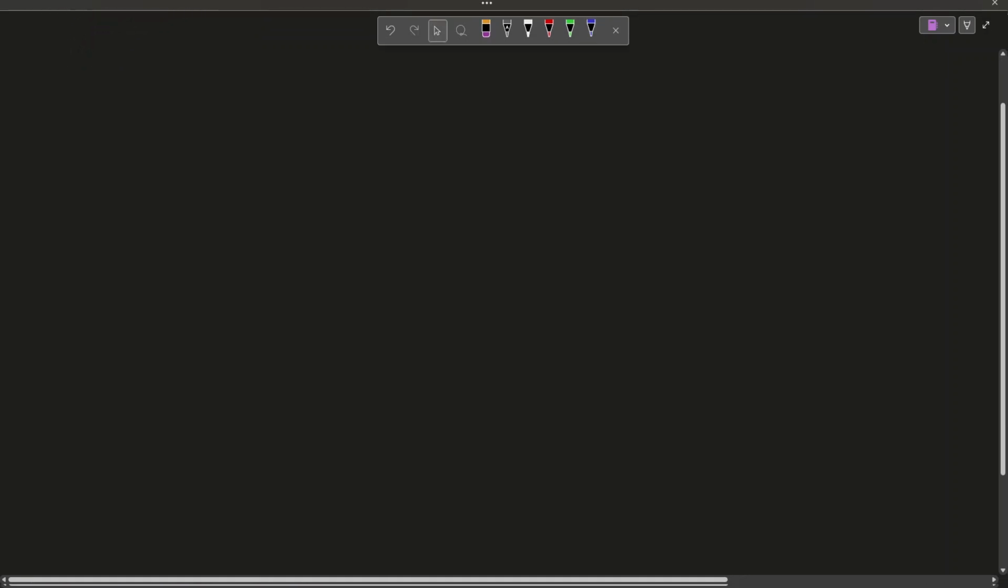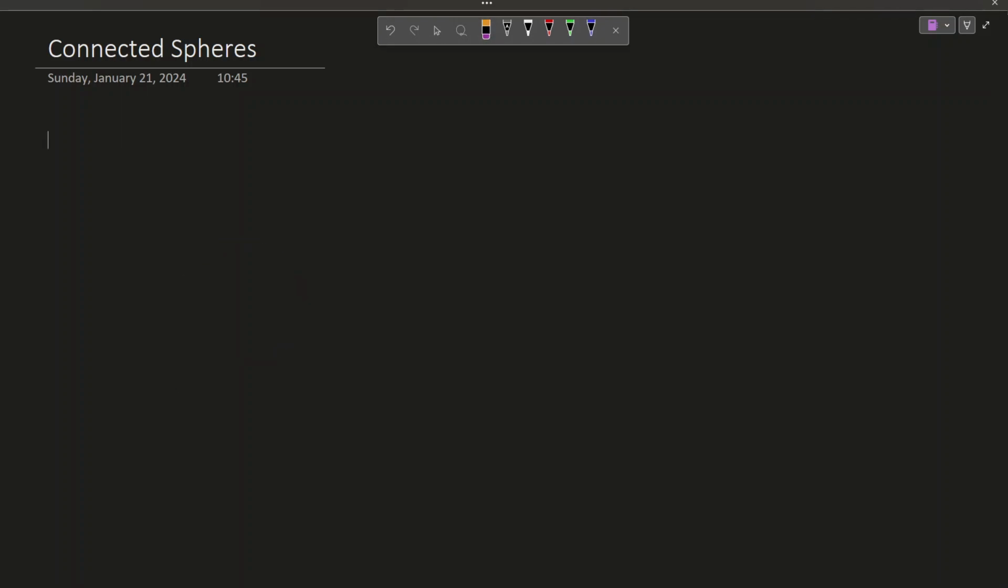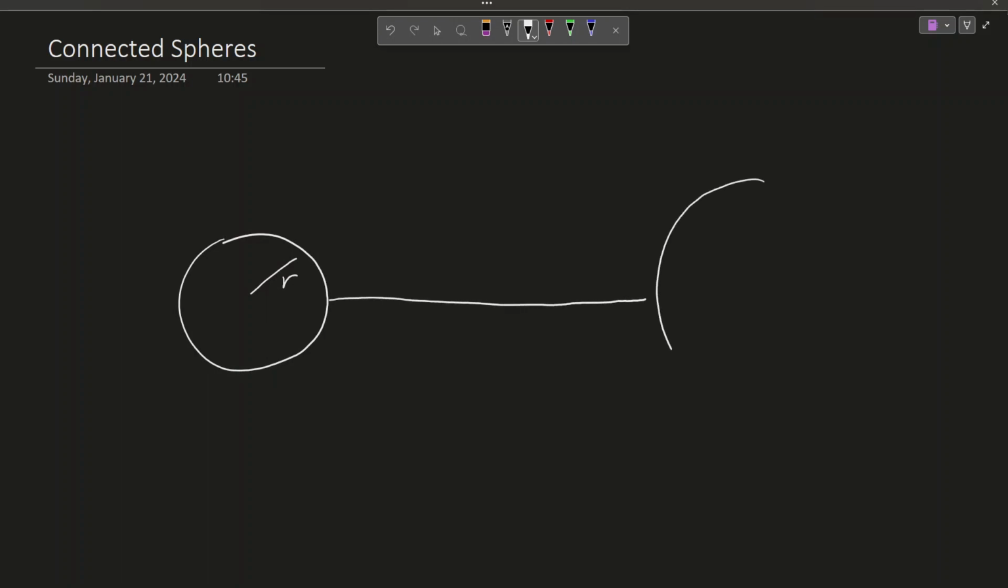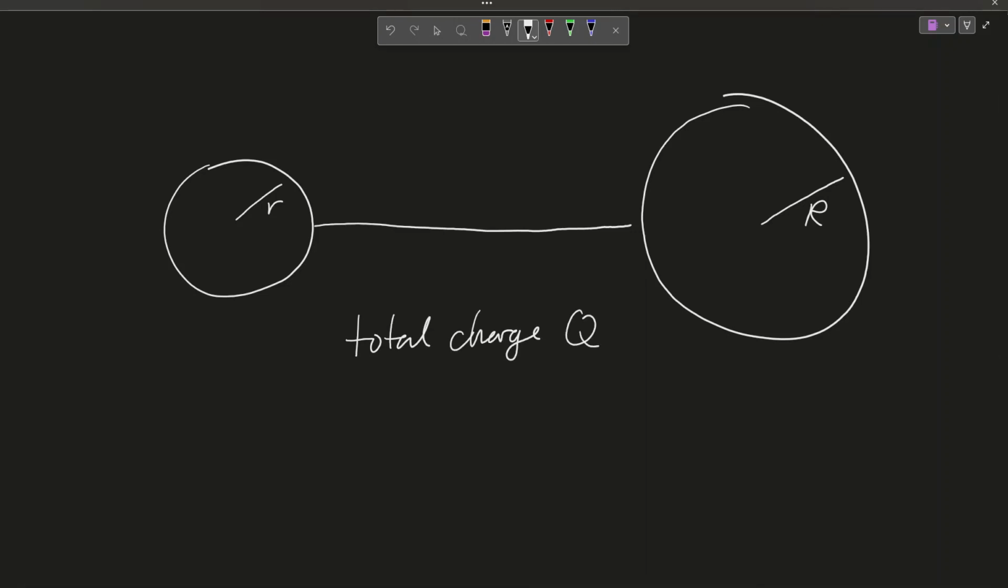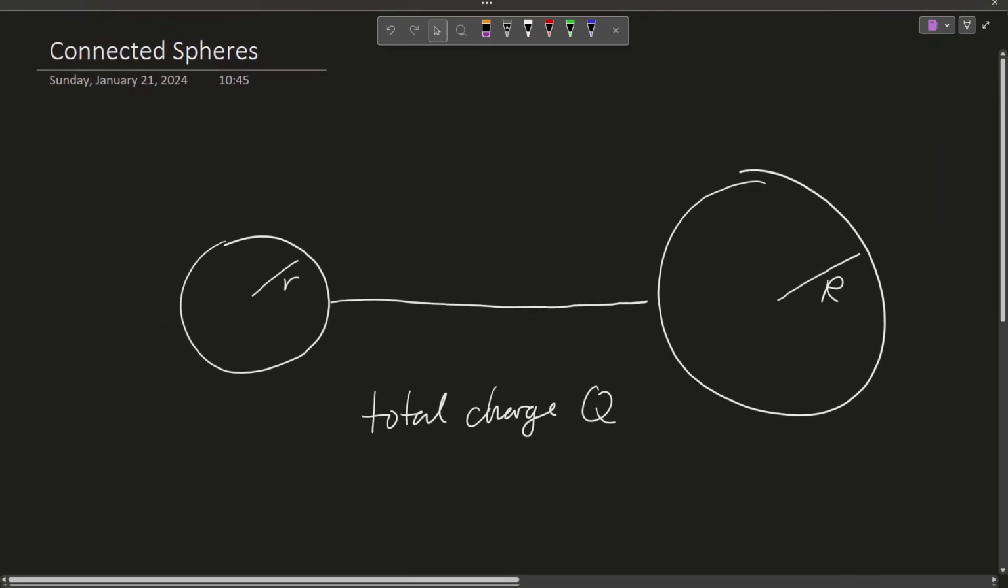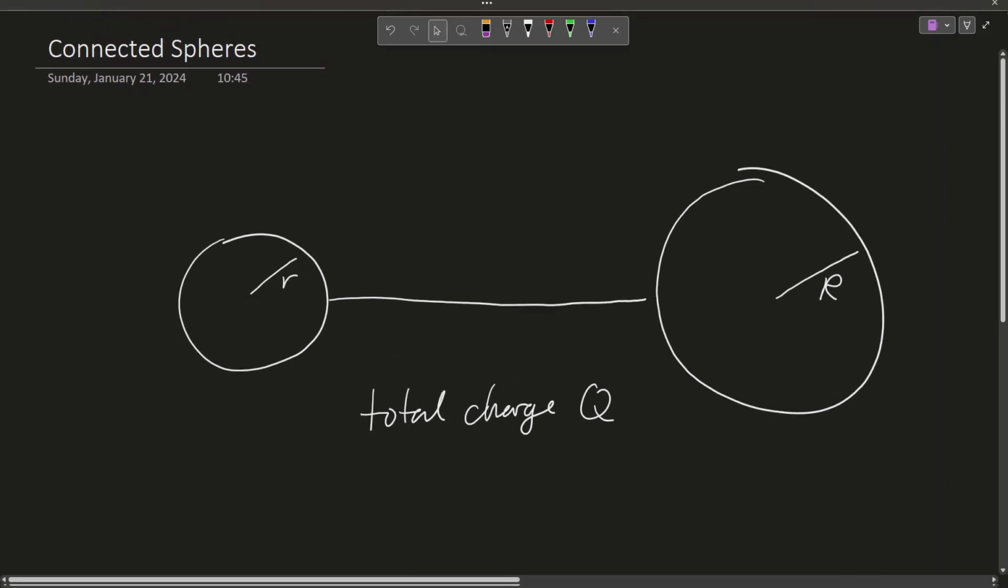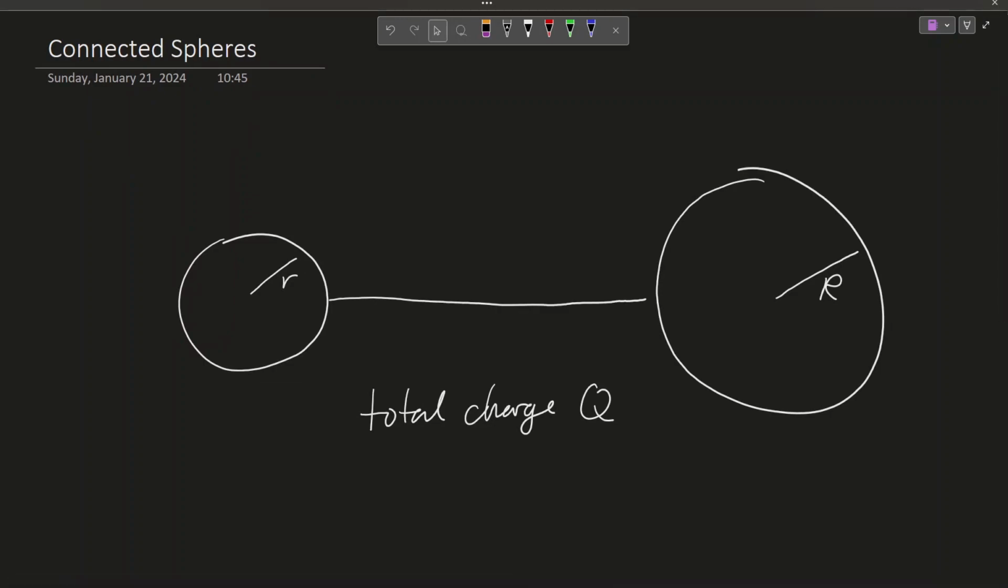Okay, so the case of two connected conducting spheres with a certain charge can be a little bit of a tricky problem, so I'm going to go over that today. So we have one sphere with some radius r connected by a wire to another sphere of some different radius, big R. And between the two of them, they have some total charge, big Q. And the question might ask you to find how much charge is on each sphere, or what is the voltage, or something similar. Either way, the process is pretty much the same.